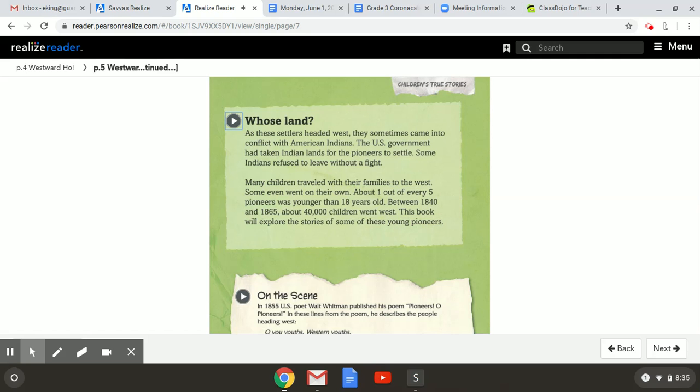Okay, so a ton of young kids under 18 years old were heading west. It wasn't just adults and grown-ups. So this is crazy. If you guys were alive back then, you could have been pioneers heading west as well.